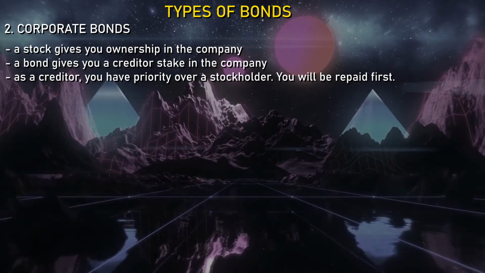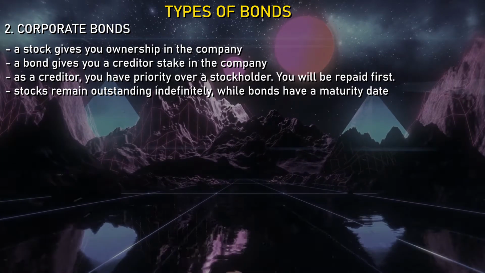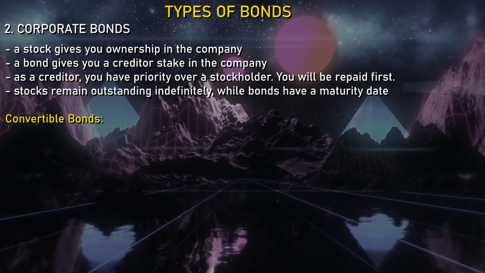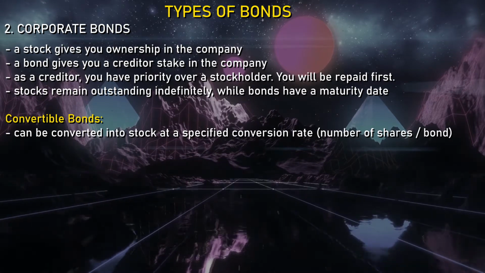Another difference is that stocks remain outstanding indefinitely, while bonds have a maturity date. There's an exception to this in the form of convertible bonds. These are bonds that can be converted into stock at a specified conversion rate.